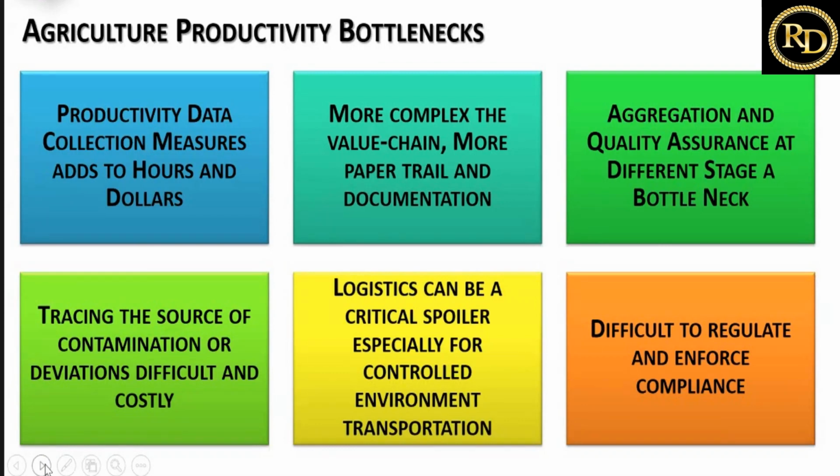Now, what are the bottlenecks for agriculture productivity? First, productivity data collection measures add to hours and dollars. Typically, nobody wants to collect a lot of data. If I tell you that for doing a specific activity you have to feed so much data on your mobile application, not too many farmers will do it, and even the people in the value chain would not be very keen. So productivity data collection is costly. It takes hours and dollars. The more complex the value chain, the more paper trails and more documentation.